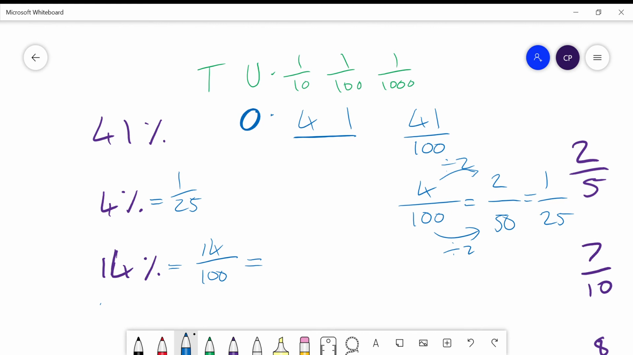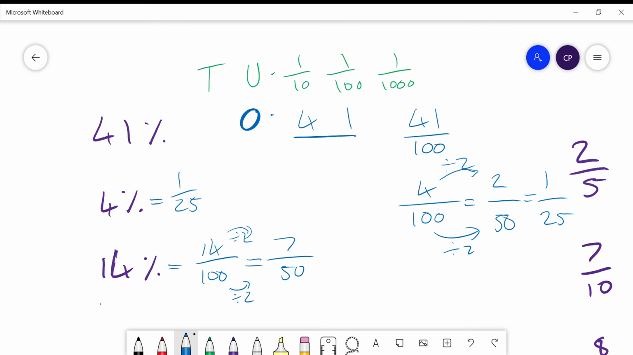14 and 100 are in the 2 times table because they're even. So let's halve them again. Let's divide both by 2. 7, and then 100 divided by 2 is 50. Now, 50 and 7 are not in the same times table, so there's nothing else we can do at that point. So 14% is the same as 7/50. And we finished that bit.